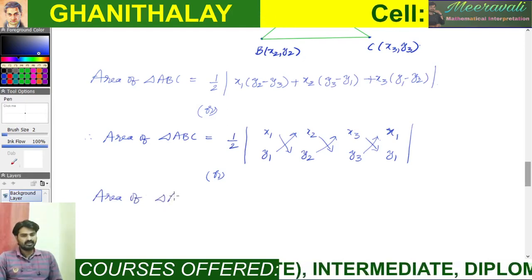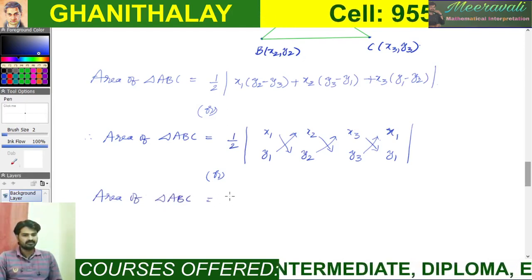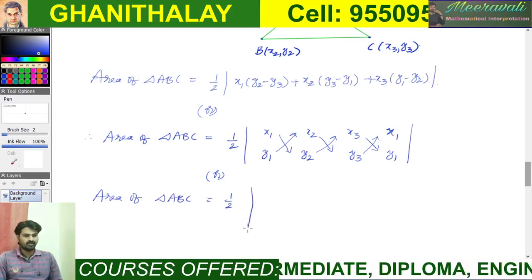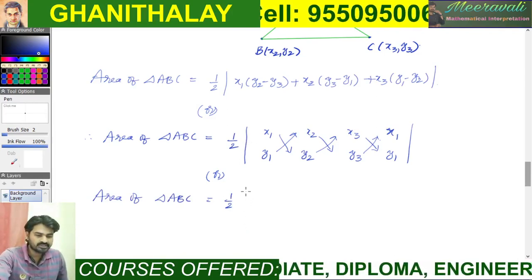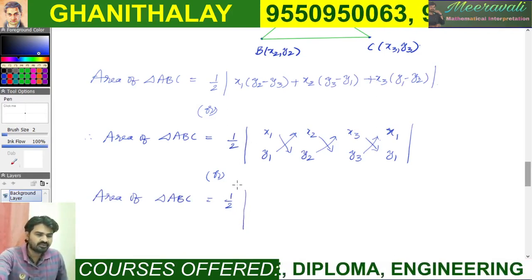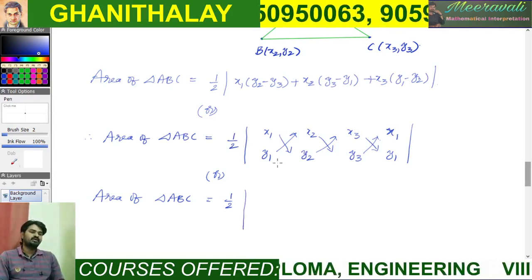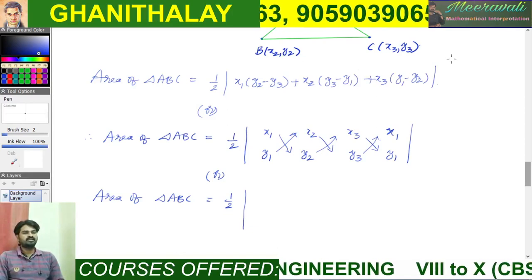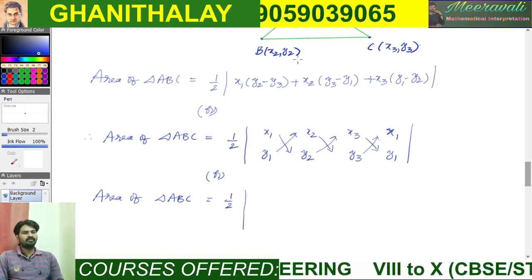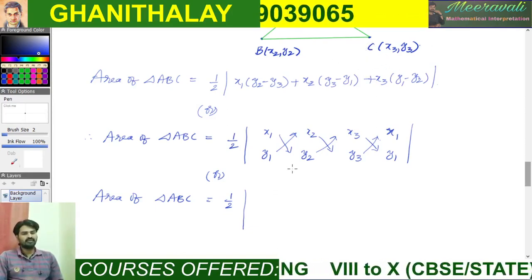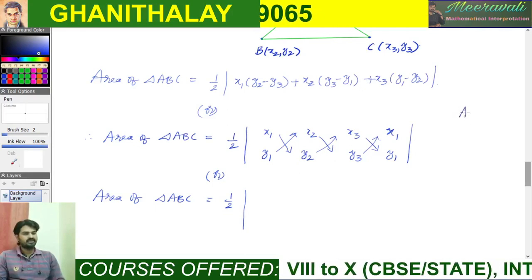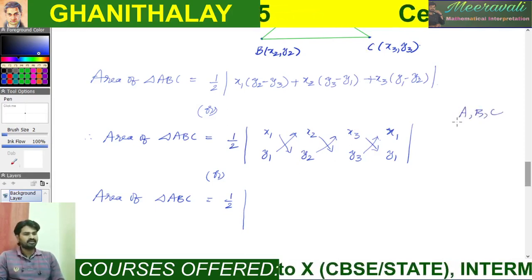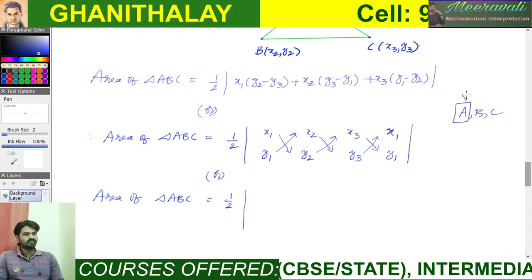Area of triangle ABC is 1 by 2 into mod. How many vertices are there here? Three vertices. Out of these three vertices, I am going to remove one vertex. Suppose I remove the first vertex. A, B, C are the vertices. In this one, I am going to remove A.